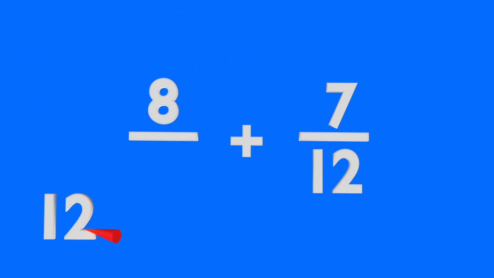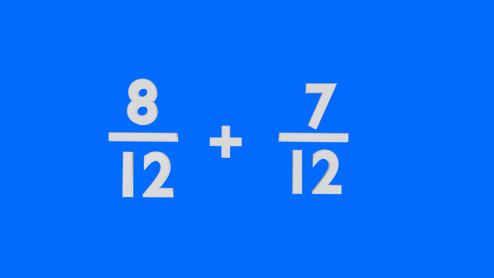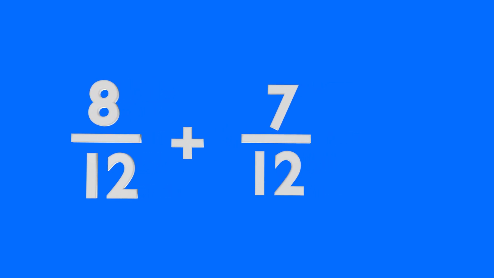And to answer that, the denominator stays the same. It stays at 12. We add the 8 and the 7, and that gives us 15. So 15 over 12.